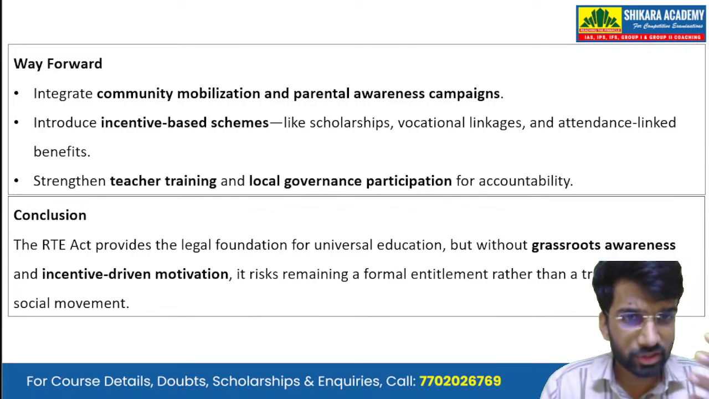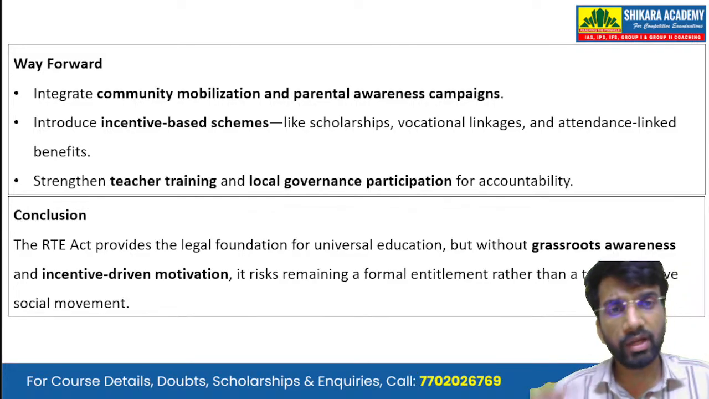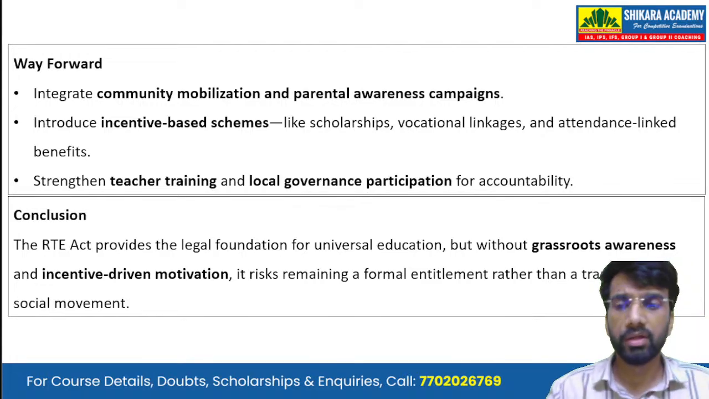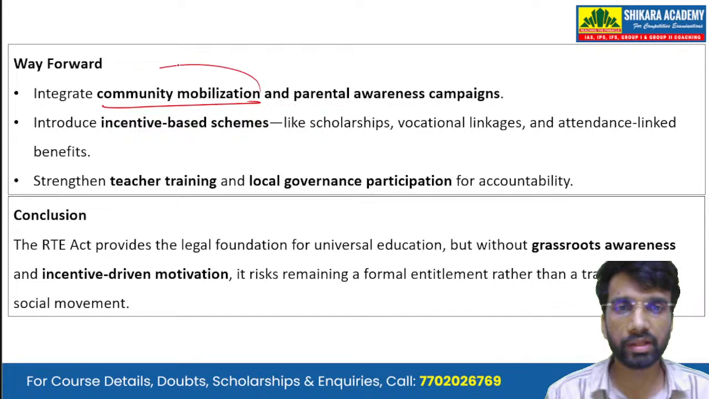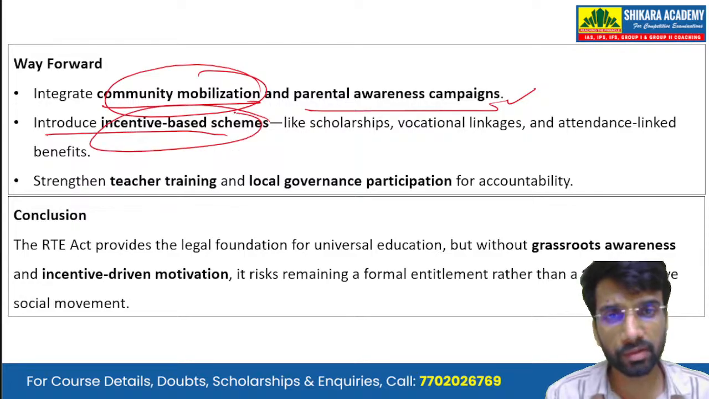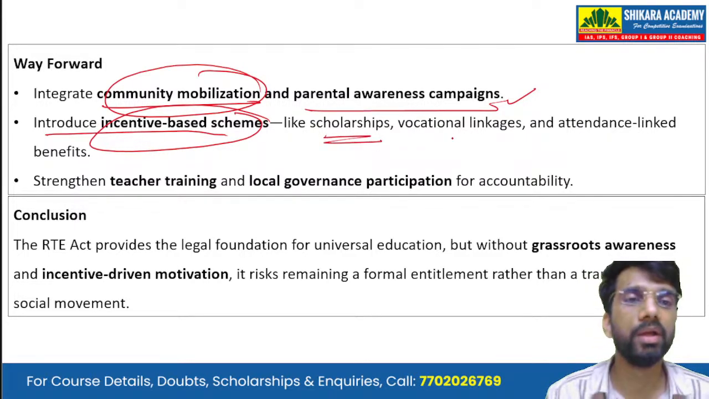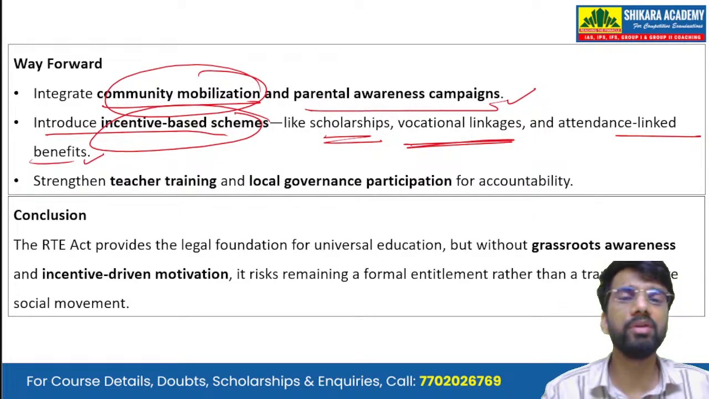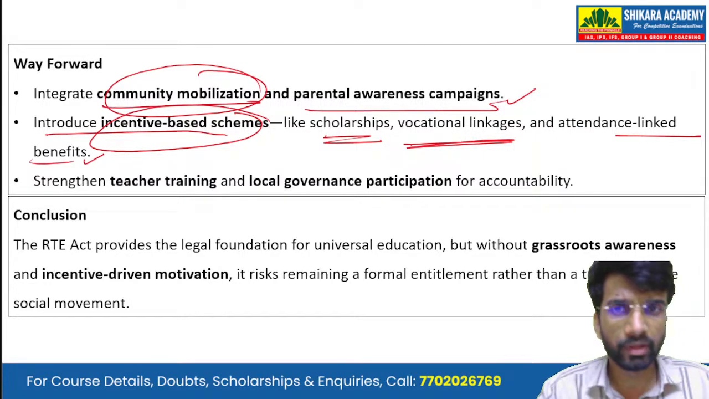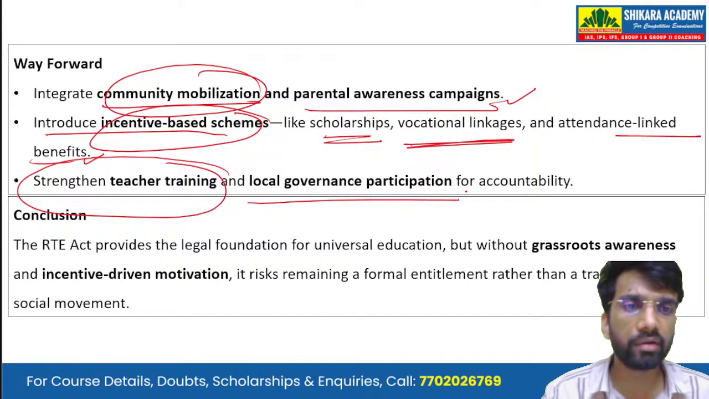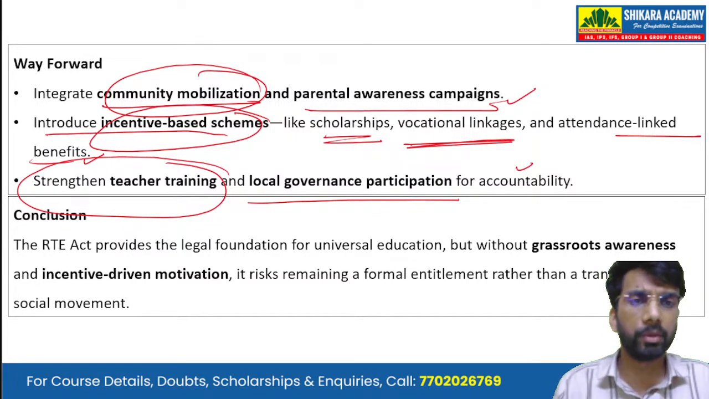Then we can give some suggestions, or the way forward, because we have highlighted the challenges. Now to overcome those challenges, we need to provide certain way forward. First is to integrate community mobilization and parental awareness campaigns. Second is to introduce incentive-based schemes like scholarships, vocational linkage, and attendance-linked benefits. Third, we need to strengthen the teacher training and the local governance participation for overall accountability.